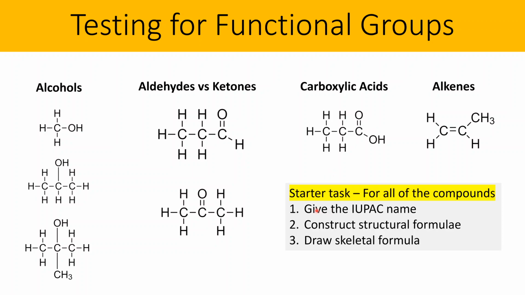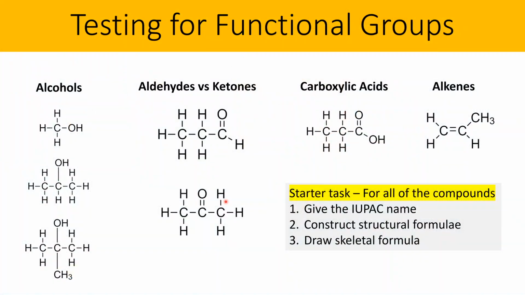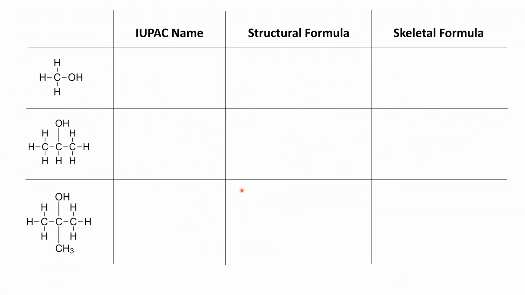And for each one, I want you to give me the International Union of Pure and Applied Chemistry name, then construct a structural formula for each, and then draw skeletal formulae for each. So if you pause this video, go over to your worksheet and fill that in, and then come back to the video and have a look for the answers, and you can check yours. Okay, right then. So our answers should be as follows.